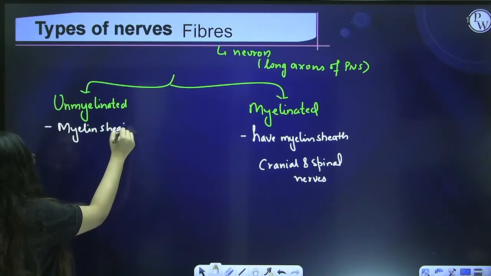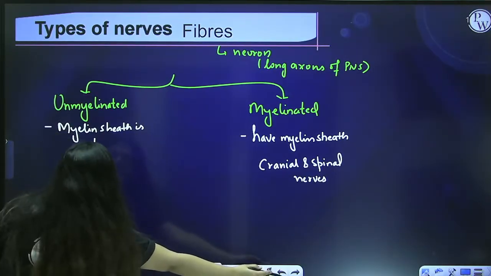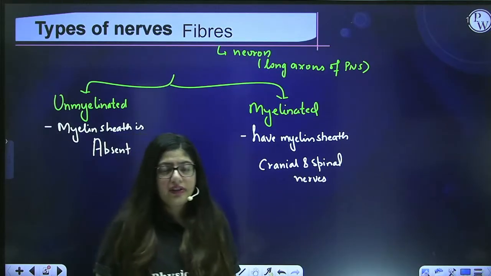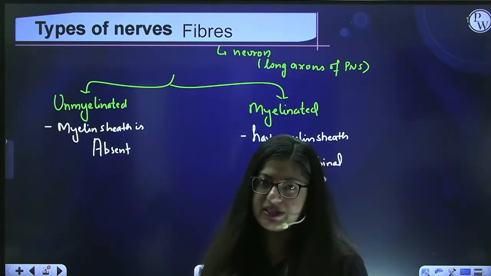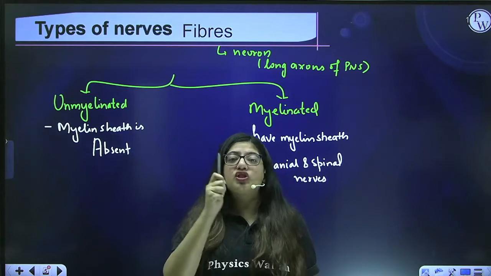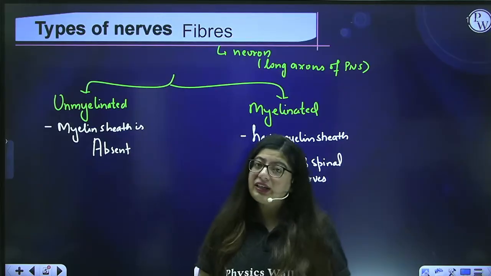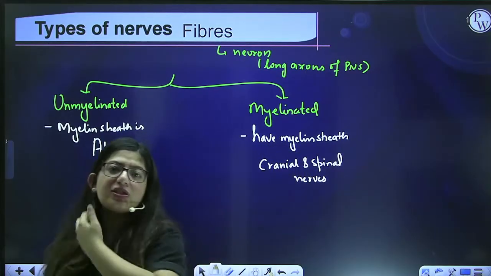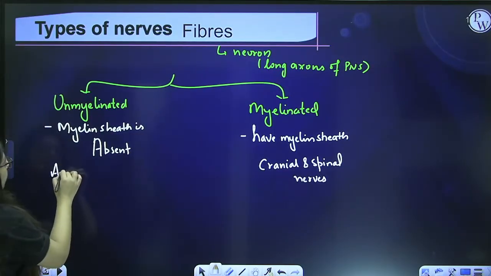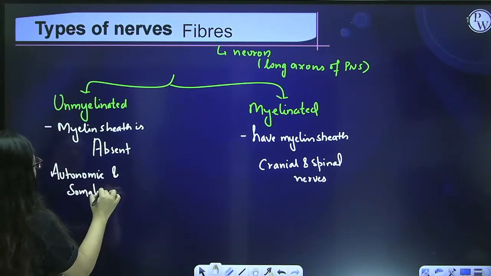Now there is a point. Whenever I'm saying unmyelinated, whenever I'm saying myelin sheath is absent, in unmyelinated nerve fibers, maybe Schwann cells can be present, but the myelin sheath will be absent. There can be a possibility that a Schwann cell is wrapping an axon, but maybe that Schwann cell is not producing any myelin sheath. Fine. So here the myelin sheath is absent, Schwann cell may or may not be present. So where do you find these? In the autonomic nervous system and somatic nervous system.